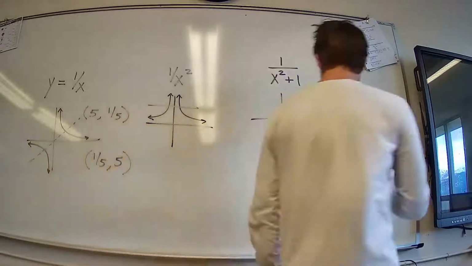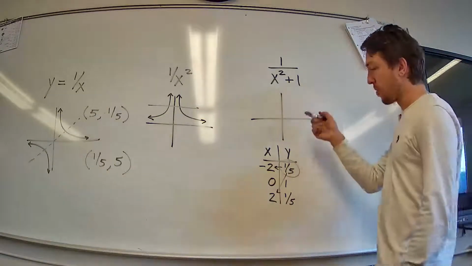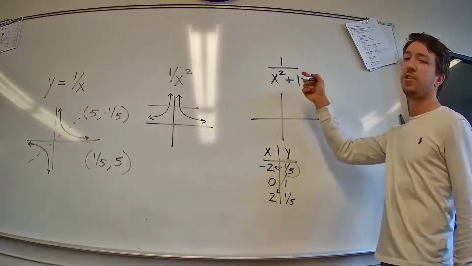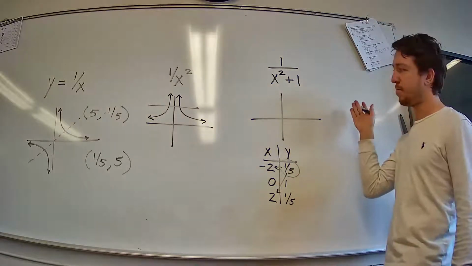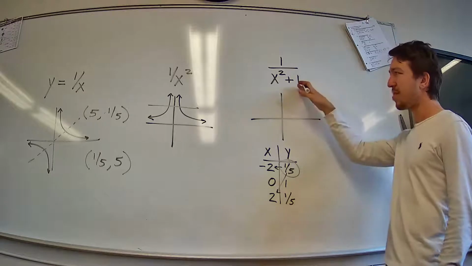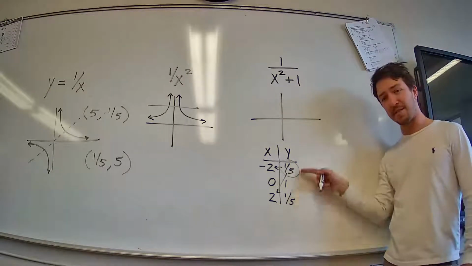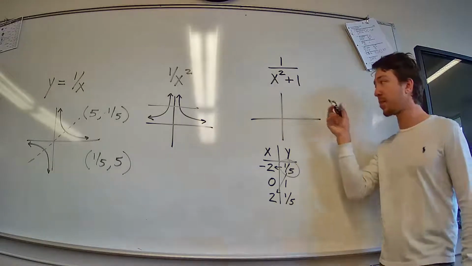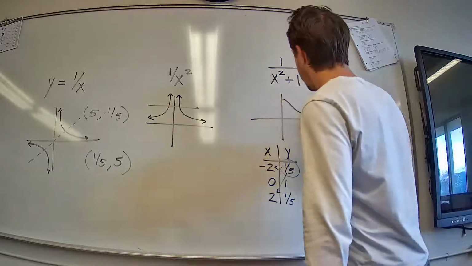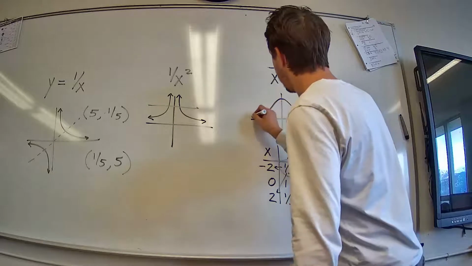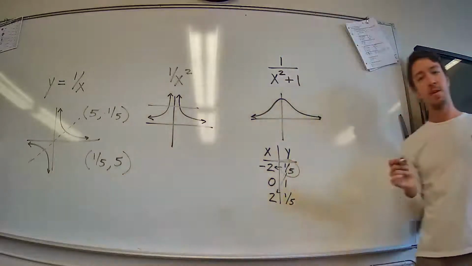It does say to support your answer with a graph. So this tells me, what does this function do as x gets big? It's small. It approaches 0, and then this tells me that it's symmetrical across the y-axis.